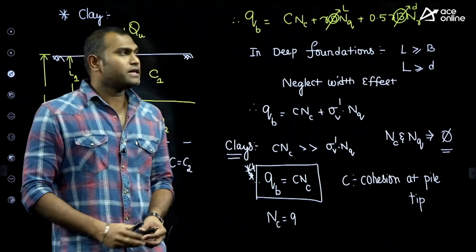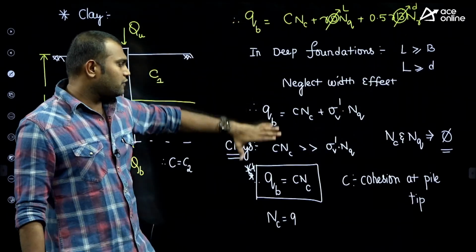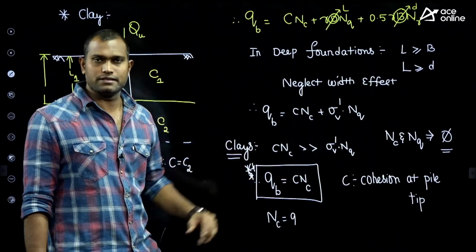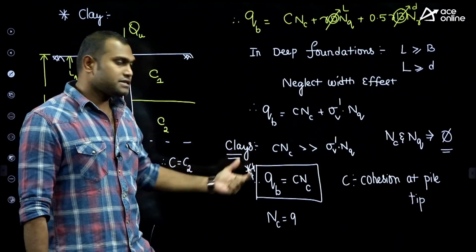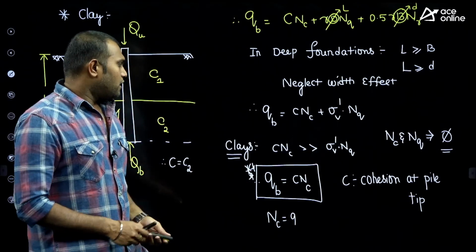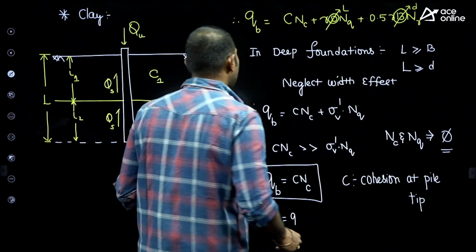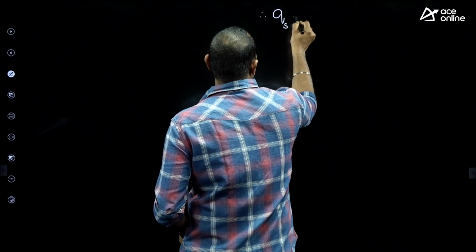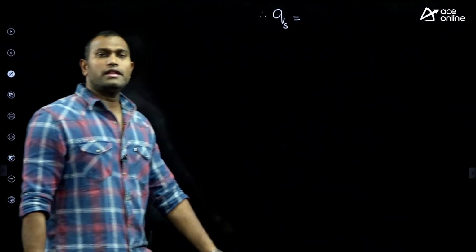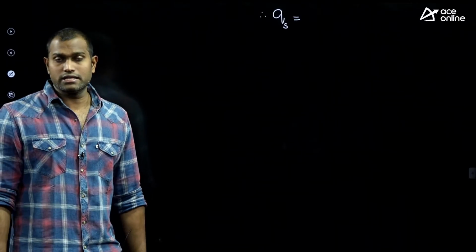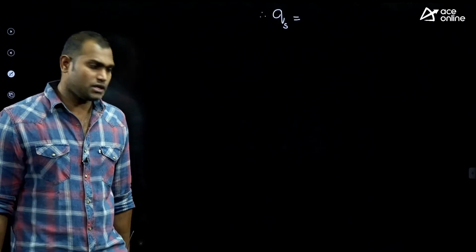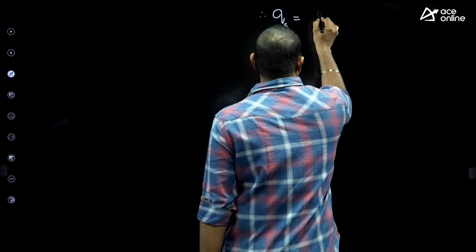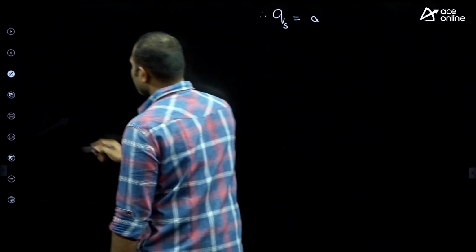So, in simple terms, in deep foundations, QB is equal to CNC for clays. And now, if you look into the skin friction in the case of clays, the skin friction is equal to alpha into C bar.